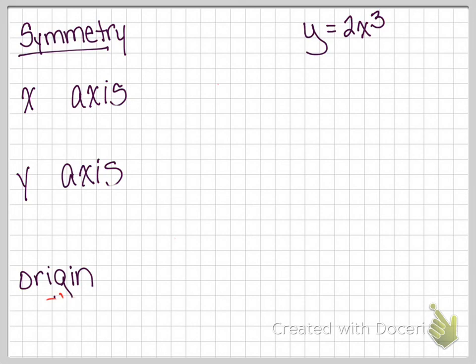So, this is what we're looking at right here. Y equals 2x to the third. You have to do it and show it algebraically, but looking at the graph is helpful. And we're going to look at the graph afterwards. So, to determine if something is symmetrical across the x-axis, we are going to replace y with negative y and simplify.